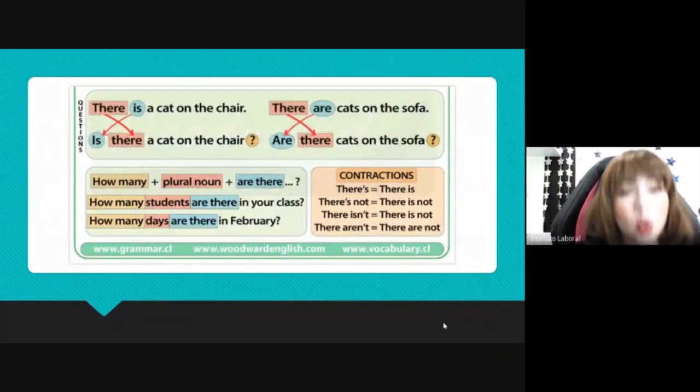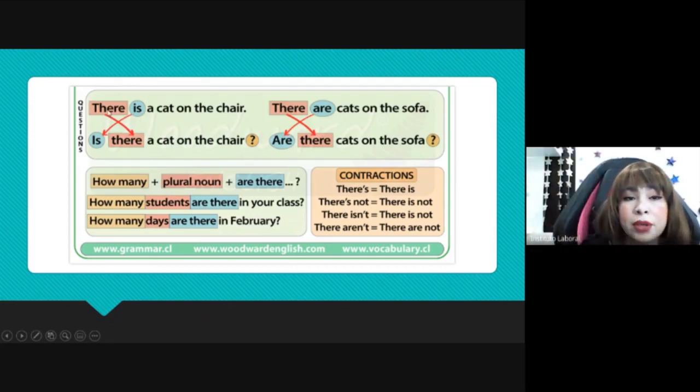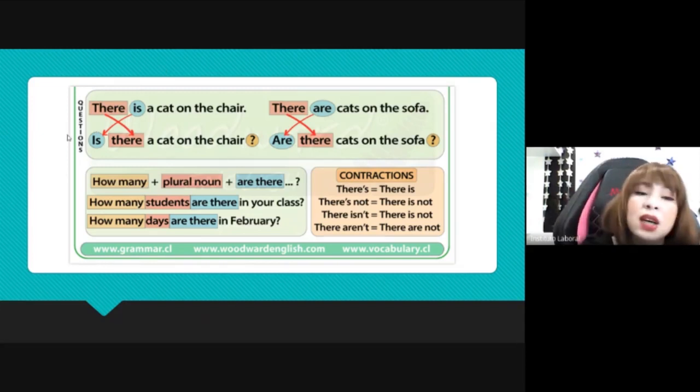How do you make questions? In this case, remember that we are working with the verb be, so we have to switch the position. Only one part of speech is moving, and in this case, it is the verb be. The affirmative sentence: there is a cat on the chair. If we want to make this affirmative sentence into a question, we just move the position of is. There is number one, is number two. Now is becomes number one. Is at the beginning of the sentence.